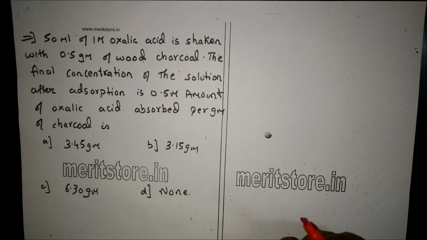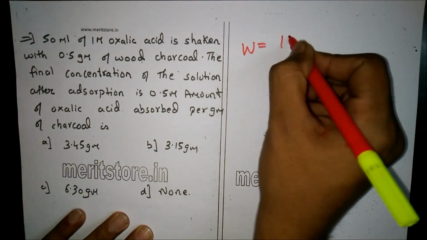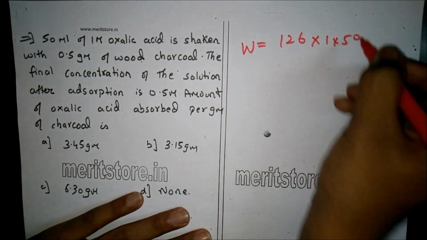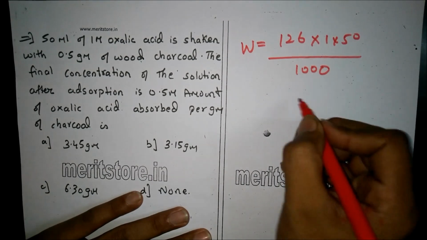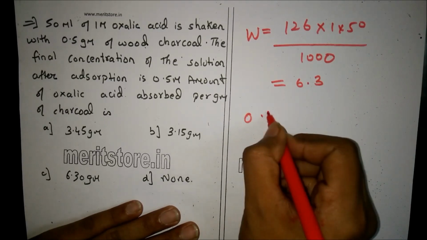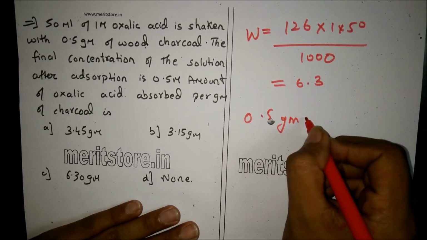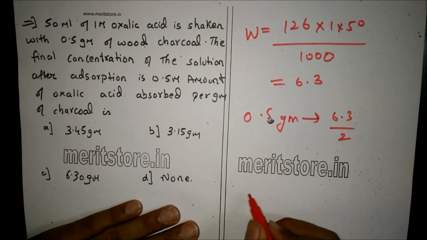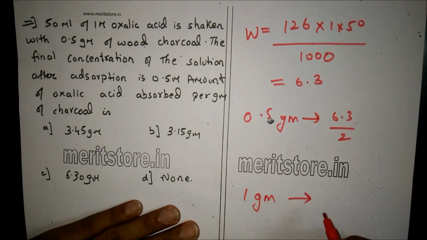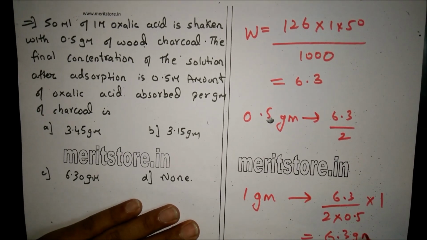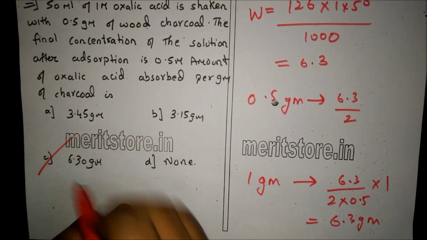Now we need to find the weight. Therefore, W is equal to 126, which is the molecular weight of oxalic acid, into 1 into 50 upon 1000, which is equal to 6.3. Therefore, in 0.5 grams, the amount of oxalic acid adsorbed is 6.3 upon 2. Now, for 1 gram of charcoal, the amount of oxalic acid adsorbed will be 6.3 upon 2 into 0.5 into 1, which is equal to 6.3 grams. Therefore, the correct answer is option C.